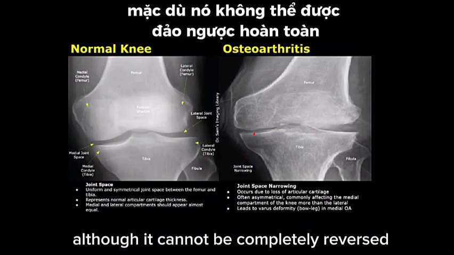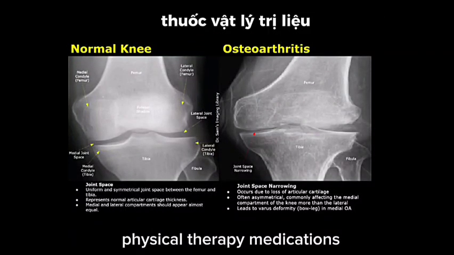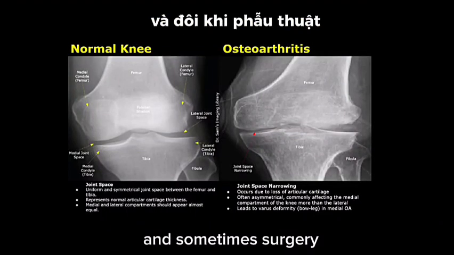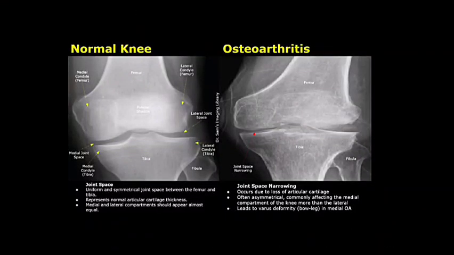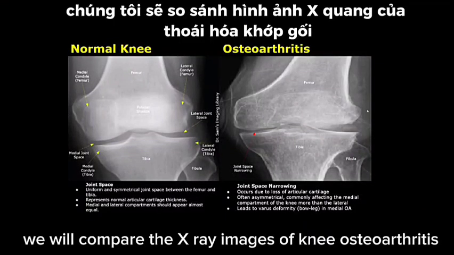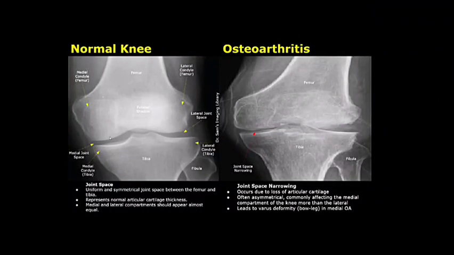Although it cannot be completely reversed, treatments like exercise, weight management, physical therapy, medications, and sometimes surgery can help reduce pain and improve knee function. We will compare the X-ray images of knee osteoarthritis with normal knee images for a better understanding.